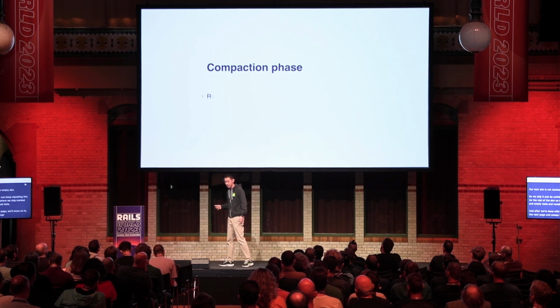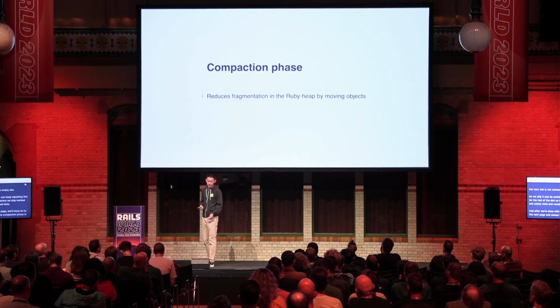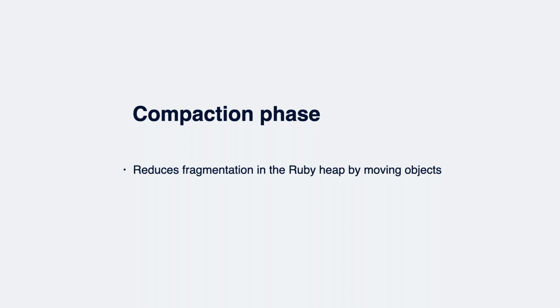The compaction phase in Ruby's garbage collector reduces fragmentation in the Ruby heap. It moves objects so that all live objects are adjacent to one another. This can decrease memory usage and improve performance. It can save memory because there will be more completely empty heap pages, which can be released back to the system by the garbage collector.